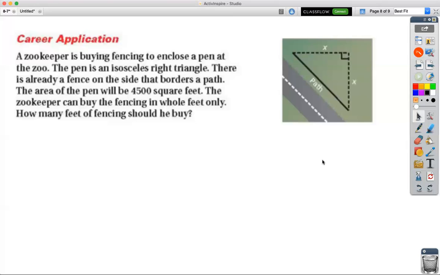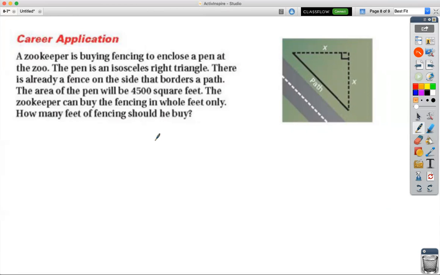I have here a very short word problem and application. So a zookeeper is trying to buy fencing to enclose a pen. Now the pen is an isosceles right triangle, so meaning 2 of the side lengths of the triangle, see those marked with x, those are the same measures, and there is already a fence on the 3rd side, so that we don't even need to worry about this side, okay? Obviously it's fenced already. Instead, what we know is we're going to look for the fencing that needs to be purchased based on the 2 unknown side lengths. Meanwhile, we were informed that the area of the pen, this whole area right here, is 4,500 square feet. So how many feet of fencing should be purchased?